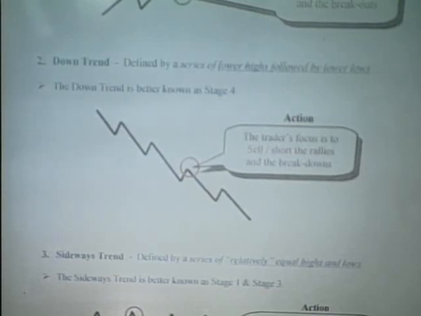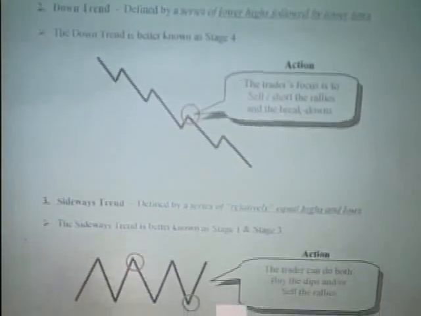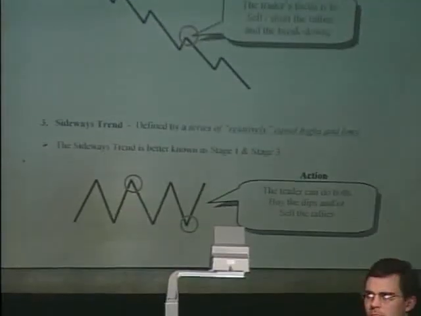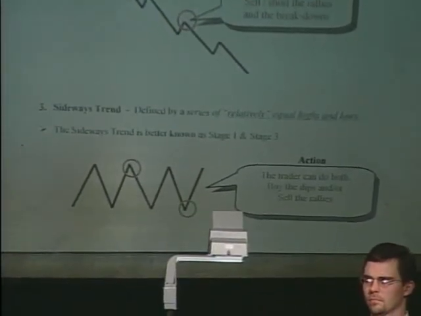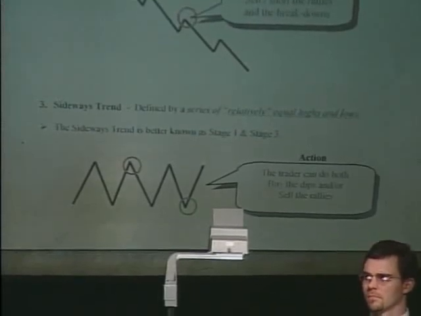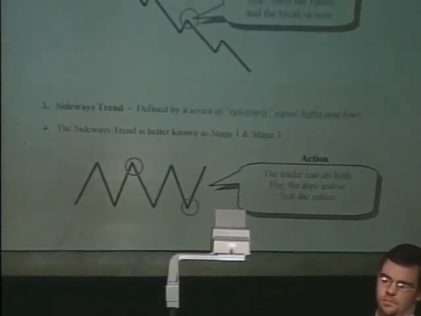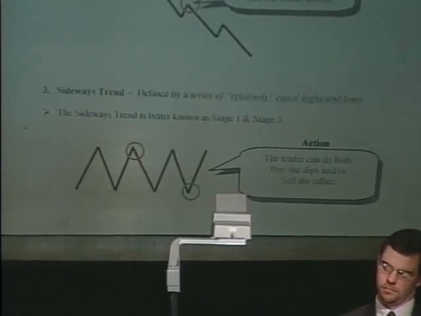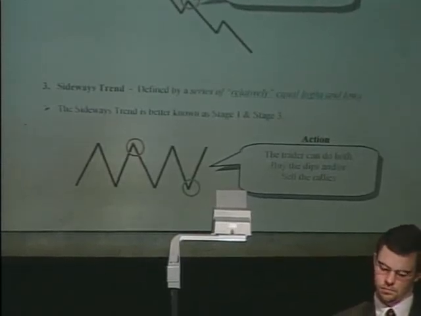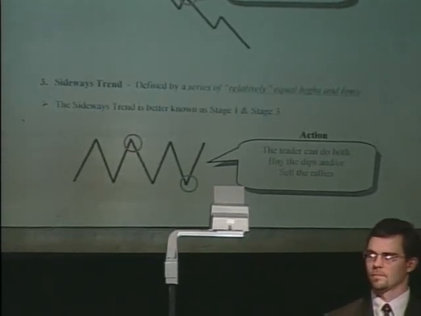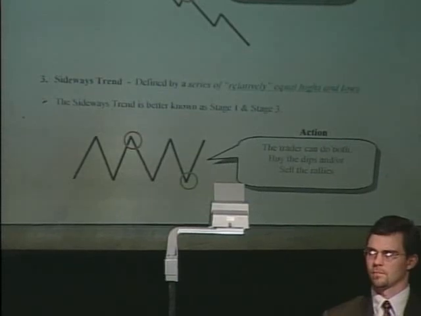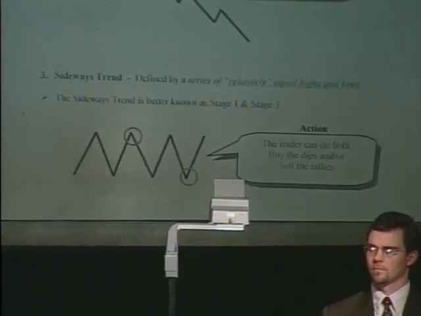And then we have the sideways trend, which is really nothing more than relatively equal highs and relatively equal lows. There is a tug of war going on between both groups, and neither of the groups is winning. Now, the key word in that definition is relatively equal highs and lows. We don't want to be too anal retentive about the highs and lows. Okay? So, there are only three trends: uptrend, downtrend, and sideways trend.